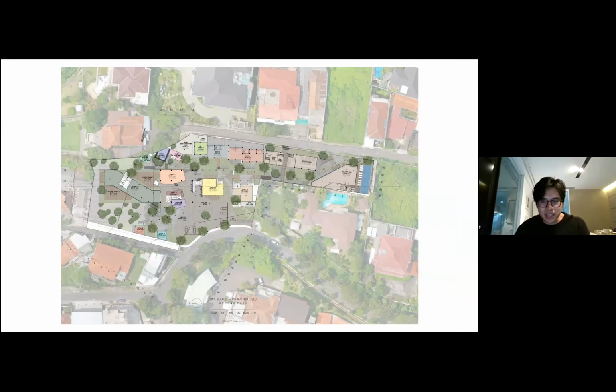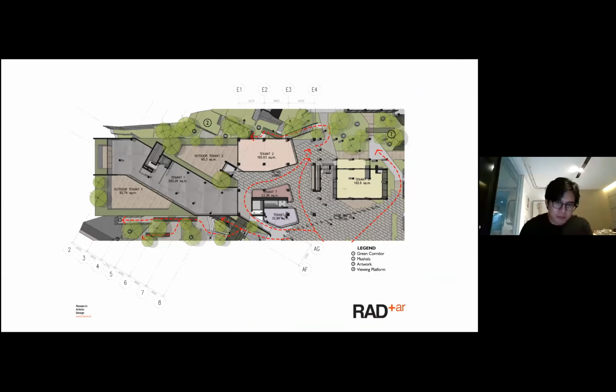Therefore, the site plan looks like this, because we try to use as much of the existing building as we can. So mostly it's renovation, but we install a new building on the west side. And then what we do is eliminate everything that is unnecessary and bring back the nature to the site plan.